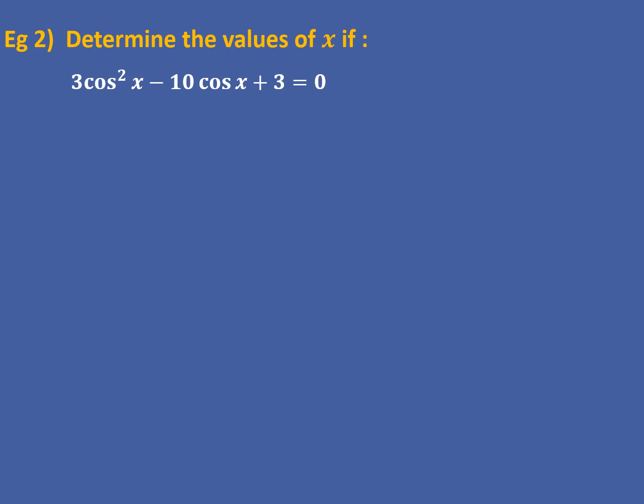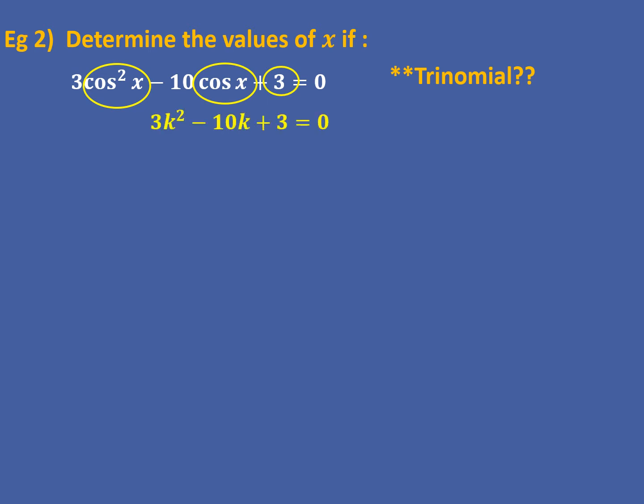What I do notice is I've got cos squared x, then cos x, and then a constant number. Does that maybe look like something you've dealt with before? What about a trinomial? Maybe it's easier to see it if you use the k method. So instead of cos x, I'm going to write a k. And then you end up with 3k squared minus 10k plus 3 is equal to 0.